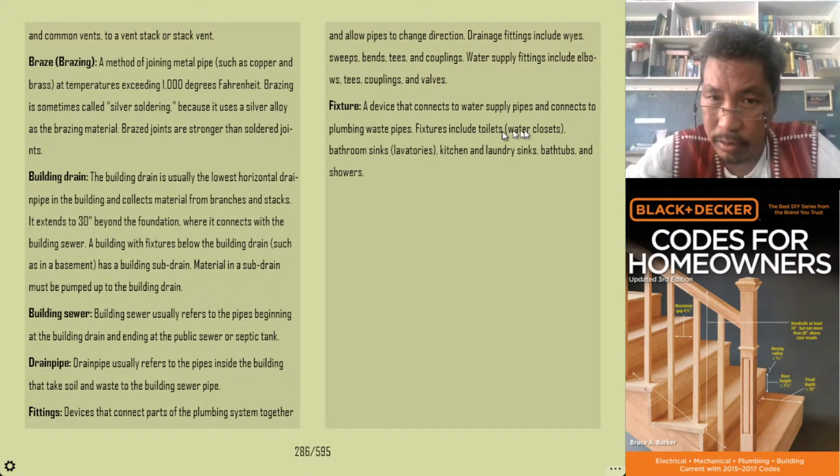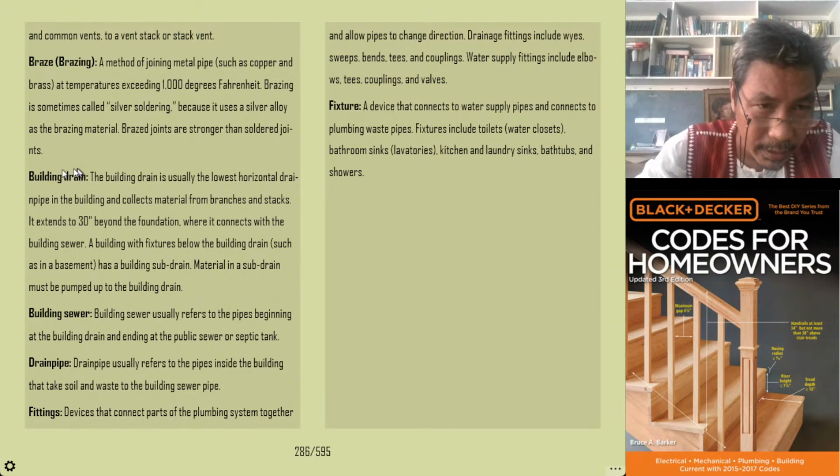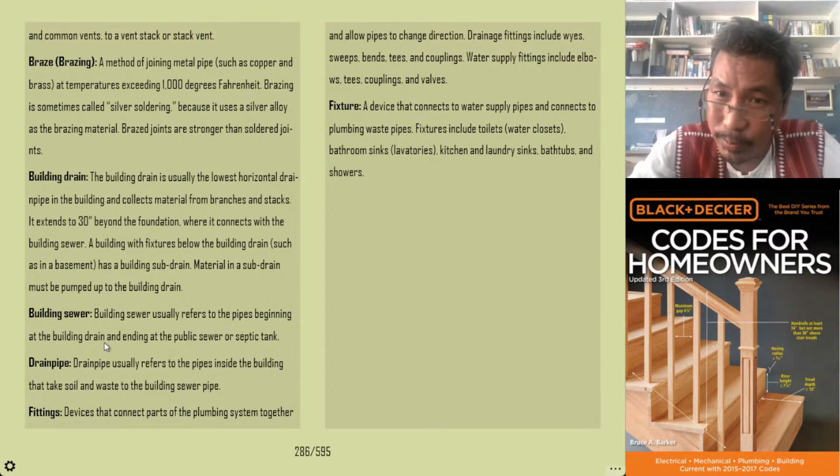Fixtures include the water closet, the bowl itself, bathroom sinks or the lavatories, kitchen and laundry sinks, bathtubs and showers. Those are examples of fixtures. Fittings and so on. Let's go to the next. We have here the building drain and building sewer. The building sewer usually refers to the pipes beginning at the end of the building drain.